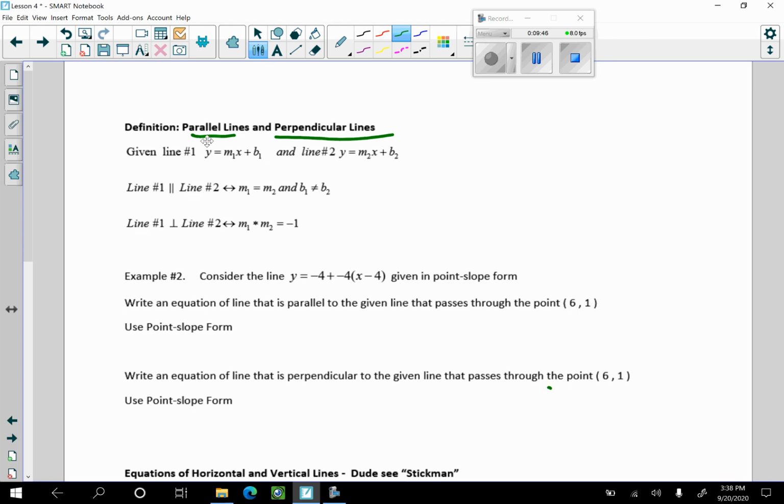So, the definition of parallel lines. These two lines are parallel. Line 1 is parallel to line 2. That's what this notation means there, parallel. Line 1 is parallel to line 2 if and only if they have the same slopes, but different y-intercepts. So let's write that down. Same slopes, but different y-intercepts.